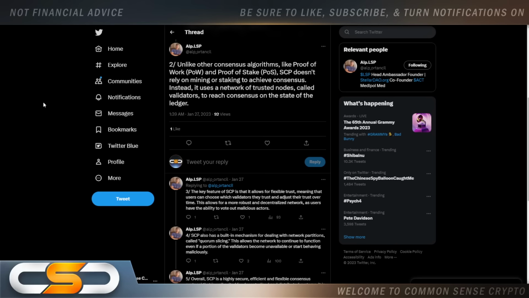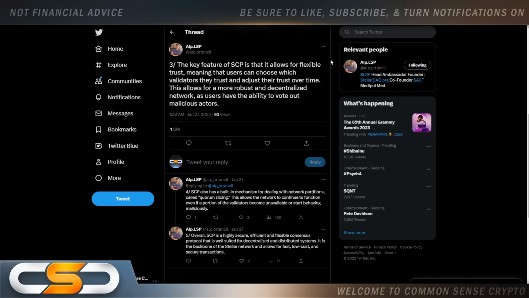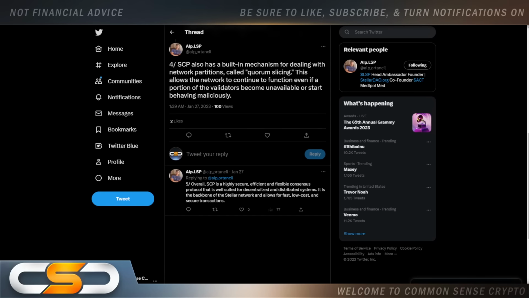Instead, it uses a network of trusted nodes, called validators, to reach consensus on the state of the ledger. The key feature of Stellar Consensus Protocol is that it allows for flexible trust, meaning that users can choose which validators they trust and adjust their trust over time. This allows for a more robust and decentralized network, as users have the ability to vote out malicious actors.